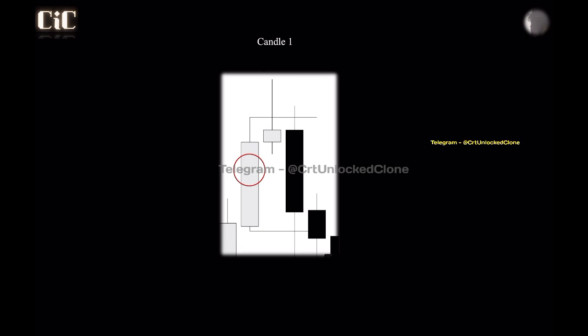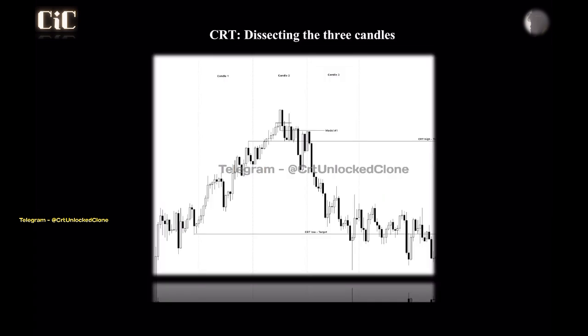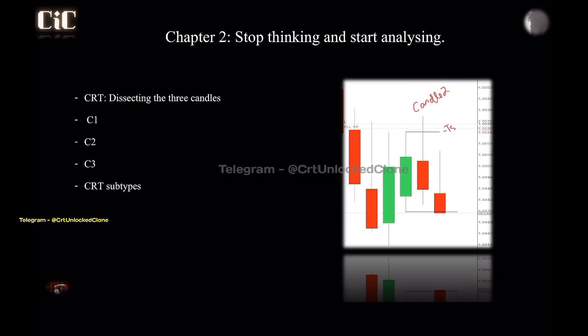Bearish CRTs are usually bullish candle number 1s, and vice versa. Bullish CRTs usually have a bearish candle as candle number 1. And go back and investigate that. Here, I'll give you a sneak peek. This is a bearish CRT, and it's a bullish candle, and vice versa, right? See this bullish CRT? It was a bearish candle.